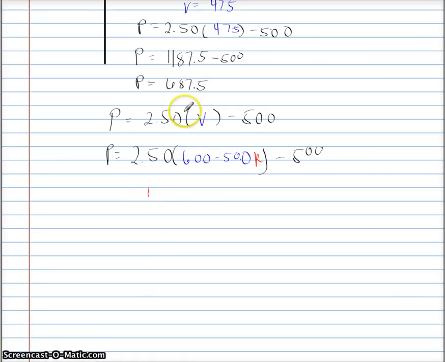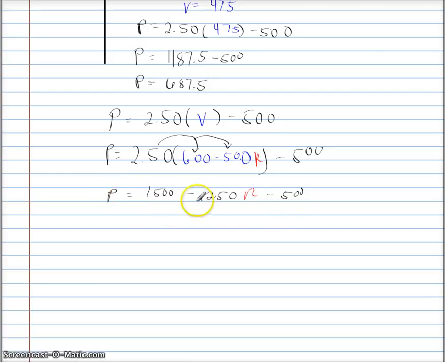You know what, I should change this color. 2.5 times 600 is 1500. And then 2.5 times 500 is going to be minus 1250 times r. This is my unknown. This is what I'm looking for. So that takes care of this whole part, minus 500. That is my profit expectation.